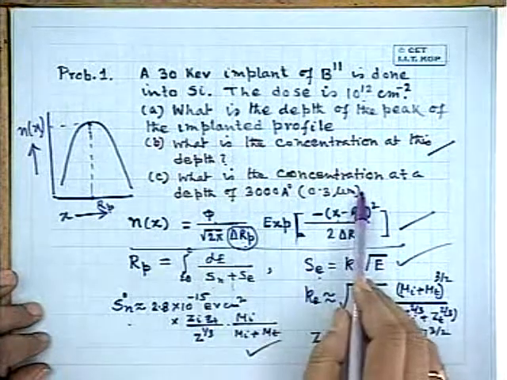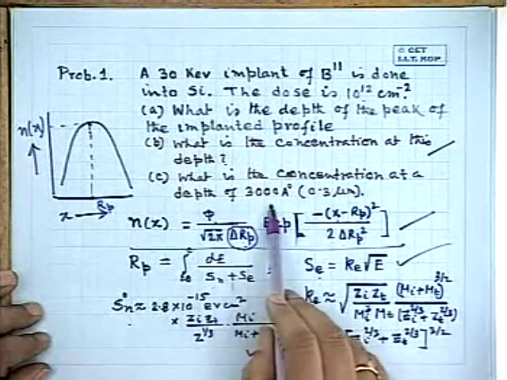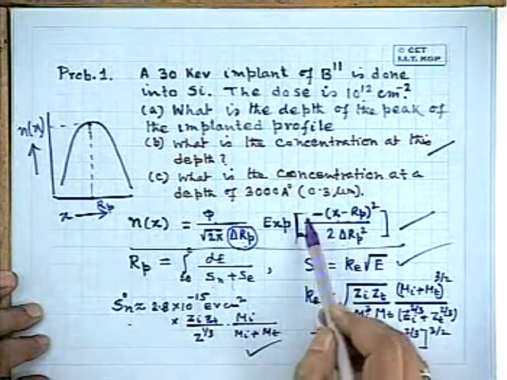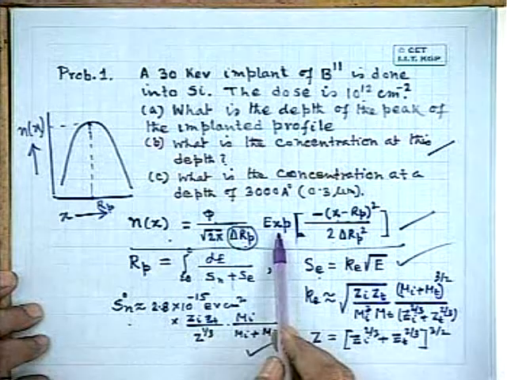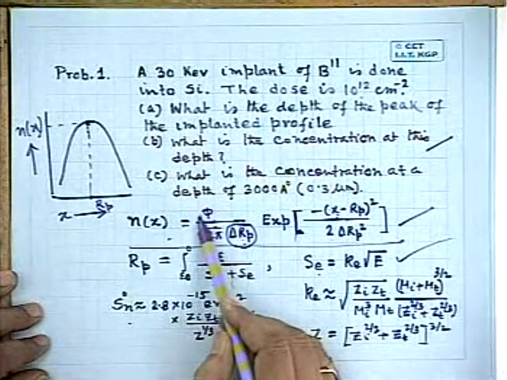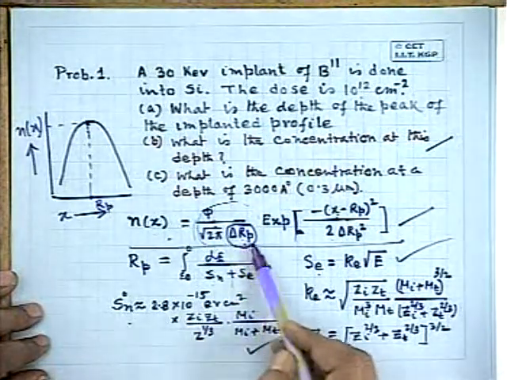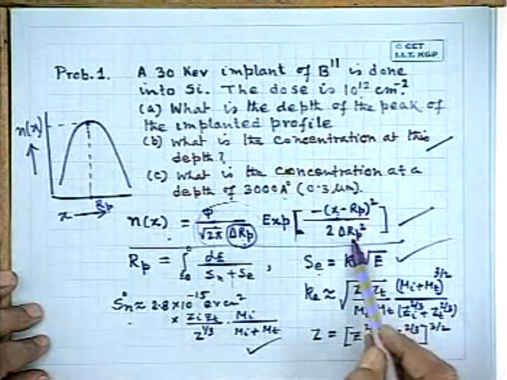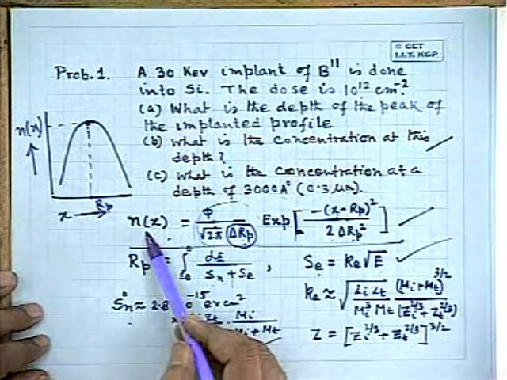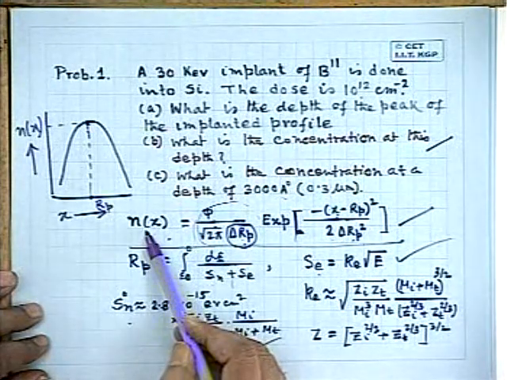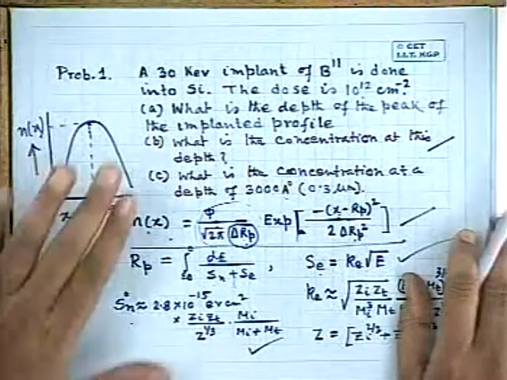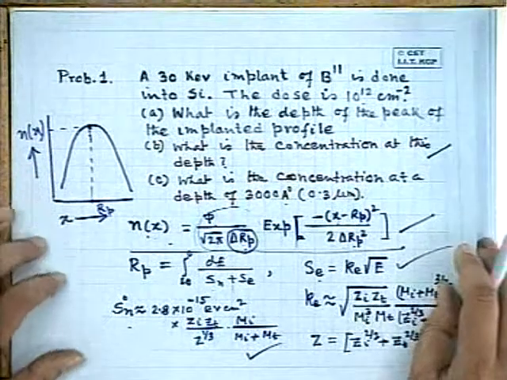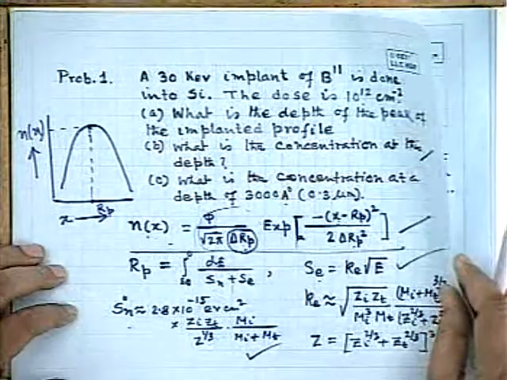Second is what is the concentration at a depth of 3000 angstrom. This is 0.3 micron. That also you can calculate from this relation. Once you know the peak concentration, then at 3000 angstrom, that means x equal to 3000, RP is known, delta RP is known, nx you can find out. Clear? So for solving this problem, you have to have the value of RP, which I have to provide.